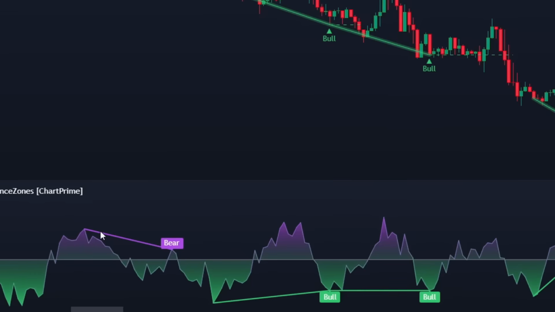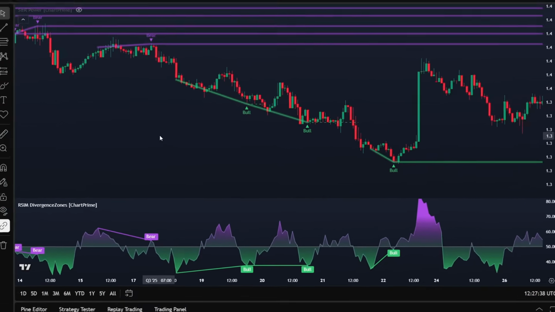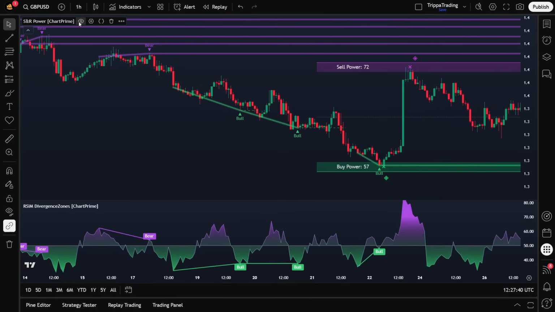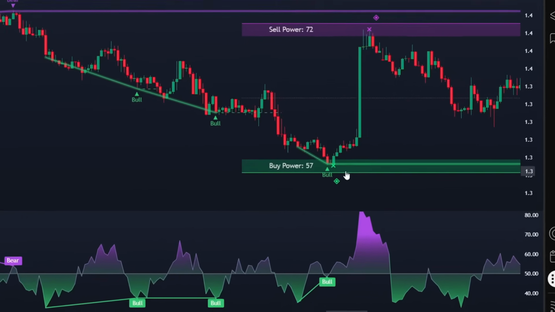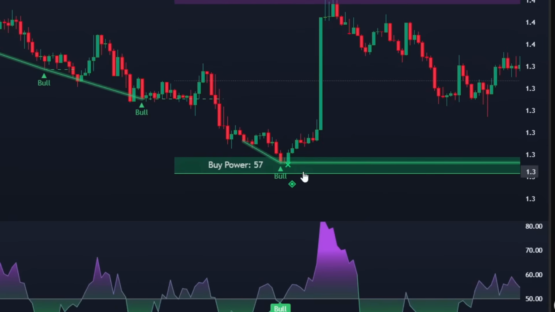Price makes a higher high while RSI makes a lower high. That tells you buying momentum is drying up. Here's the power move. You can combine it with the power channel zones. If you see a bullish divergence forming inside a strong buy zone, that's location plus timing lining up.